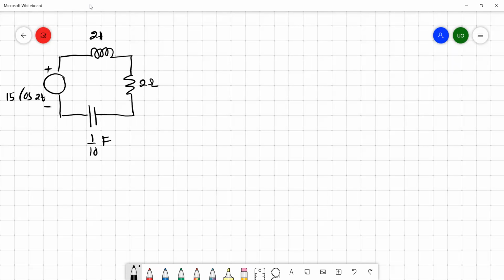So this is the voltage source, and the value of the source is 15 cos 2t. So we have a circuit having both an inductor and a capacitor.